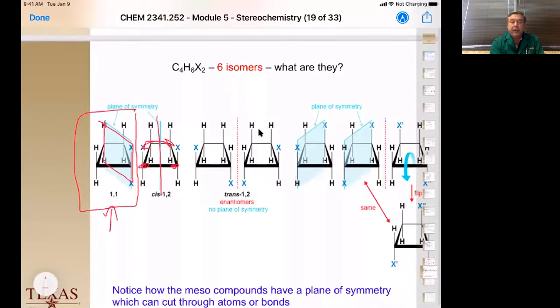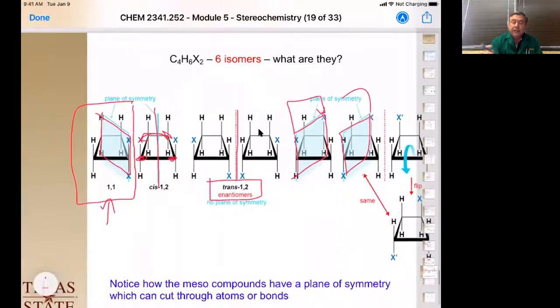If we go to our trans, then we can create a mirror image here, and there is no mirror plane available to us. So we do have a pair of enantiomers with that isomer. When we go to the opposite, the 1,3, notice that the switch is over here. In the 1,3 and the cis or the trans, you now have a mirror plane through those 2 that are all facing up the same way or facing down the same way.